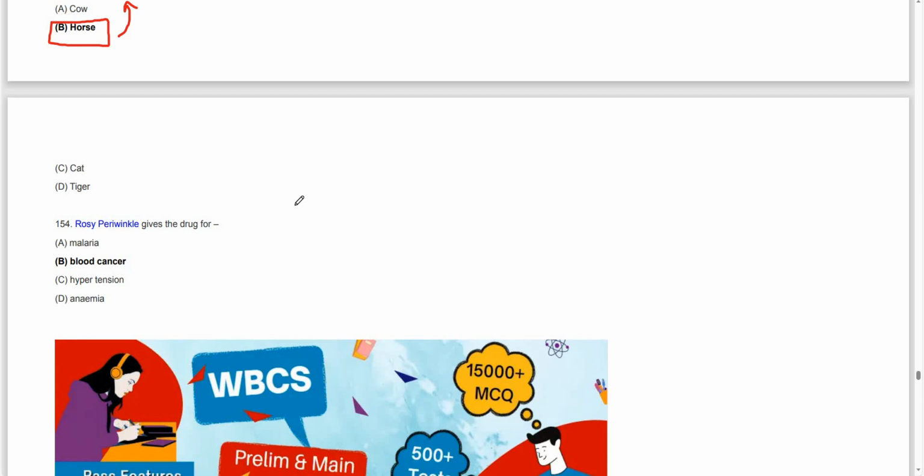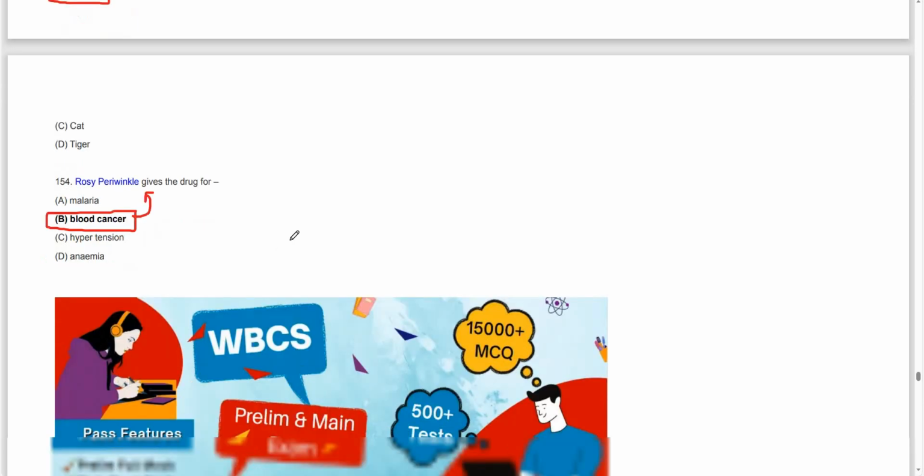Rosy periwinkle gives the drug for blood cancer.